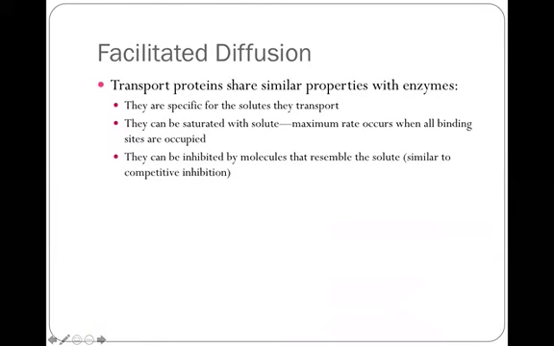Transport proteins share properties with enzymes. They are specific. They can be saturated, meaning that if I have too much solute, it only goes at a certain rate. I can only speed it up so much. And then they can be inhibited by something that resembles the solute, so they can be blocked.